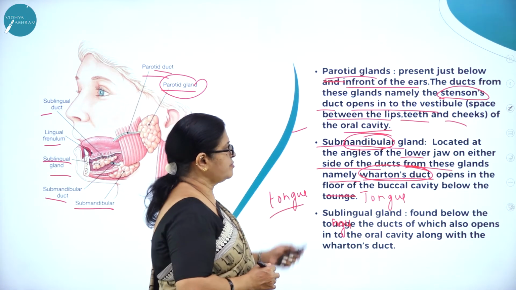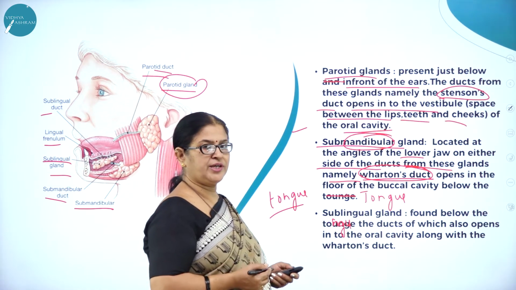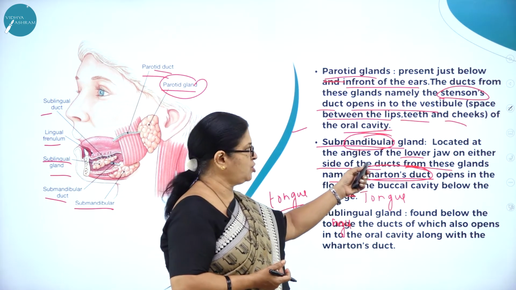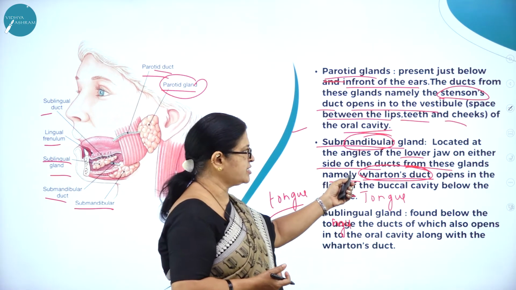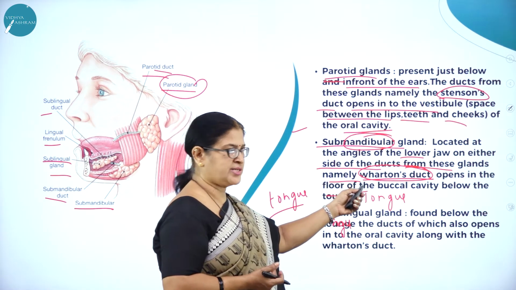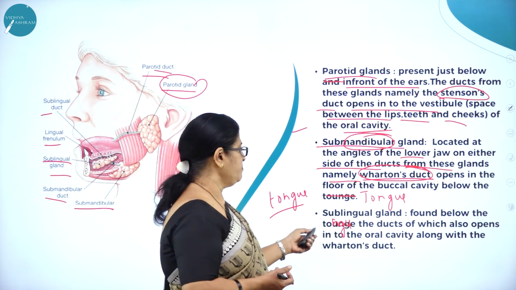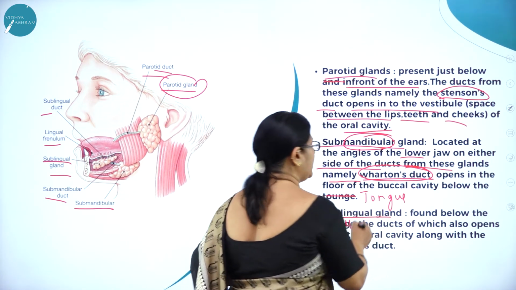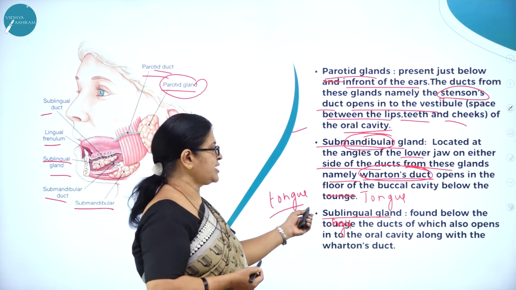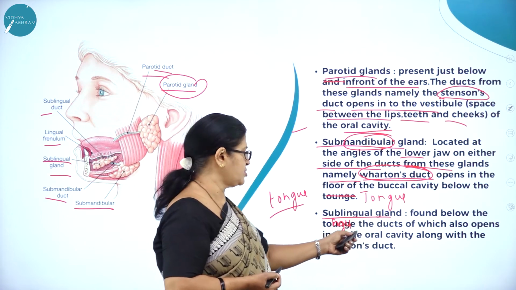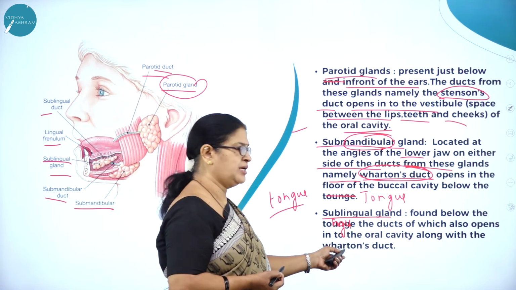So what is the submandibular gland? The very word itself will tell you, mandibles. Located at the angles of the lower jaw on either side, the ducts from these glands, namely Wharton's ducts, open in the floor of the buccal cavity below the tongue. Then moving on to the sublingual. Lingua means tongue. So the sublingual gland is found below the tongue, the ducts of which also open to the oral cavity along with Wharton's duct.